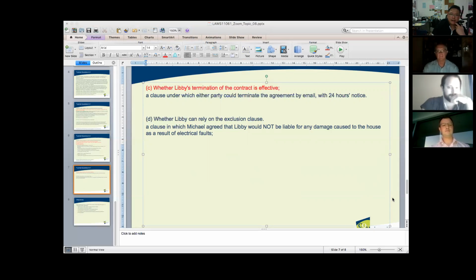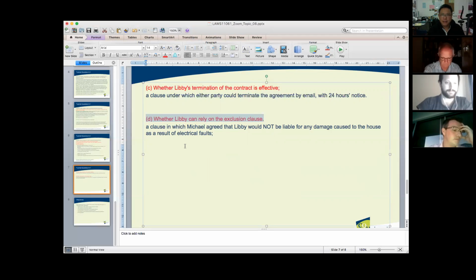Can I get some answers there? Can Libby rely on the exclusion clause for the purpose of escaping legal liability, at least in relation to the house burning down? Because Libby can make the assertion that under the agreement, she will not be responsible for any damage caused to the house as a result of electrical faults. And we must remember under the facts, what caused the house to burn was actually an electrical fault.